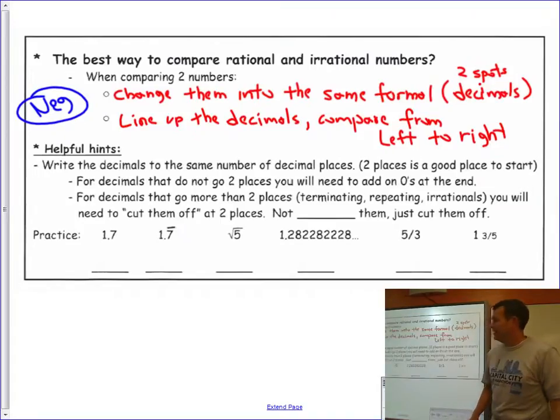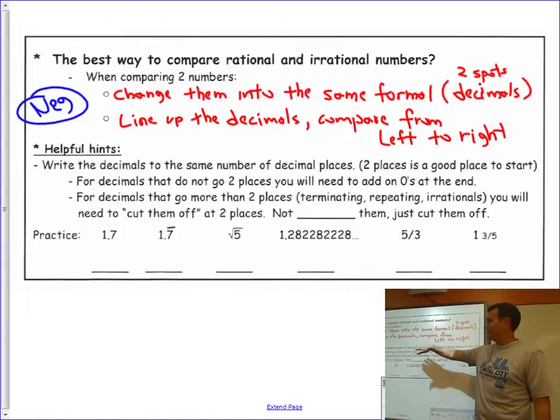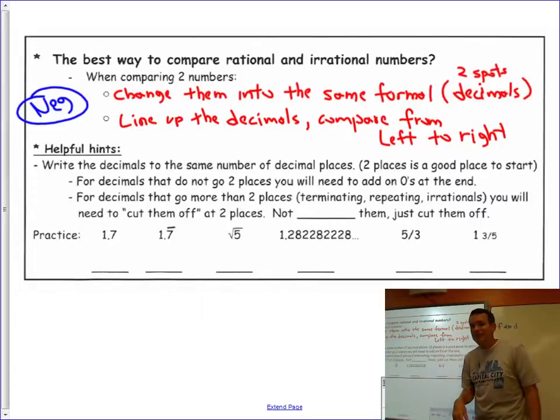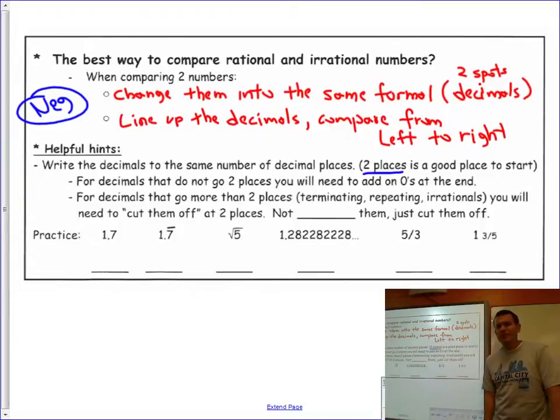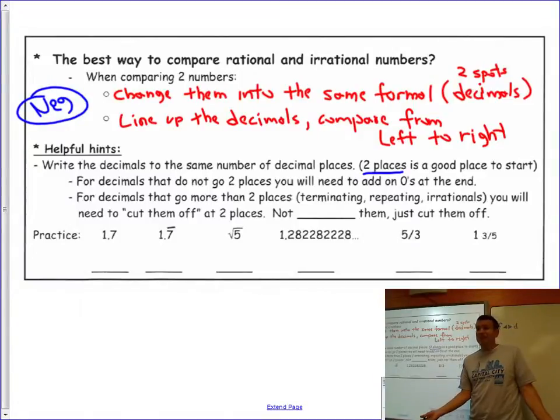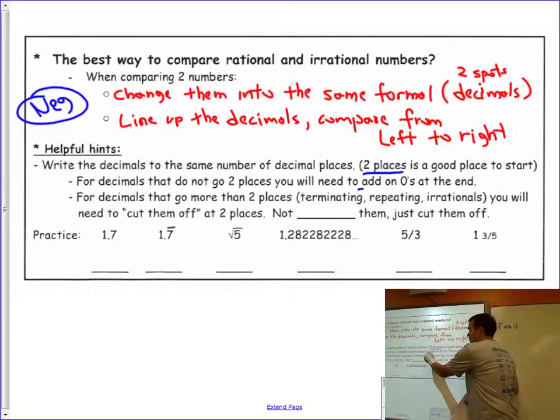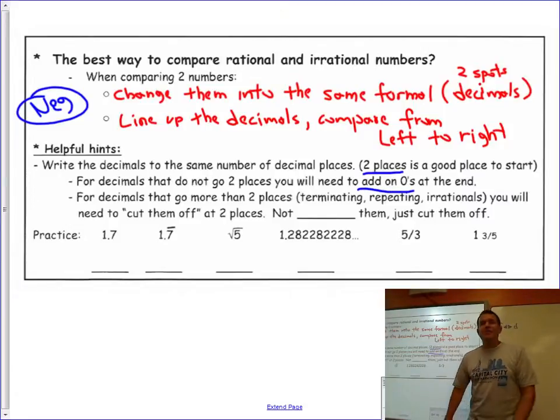All right, let's practice real quick changing different types of numbers into decimals so they can be easily compared. I think a helpful hint is to write the decimal to the same number of decimal places. I think 2 places is a good place to start, but it doesn't always have to be 2 places. Sometimes that is too many, and sometimes it's not enough. For decimals that do not go to 2 places, you're going to need to add zeros at the end. For a terminating decimal, you can add zeros at the end without changing the value of the decimal.